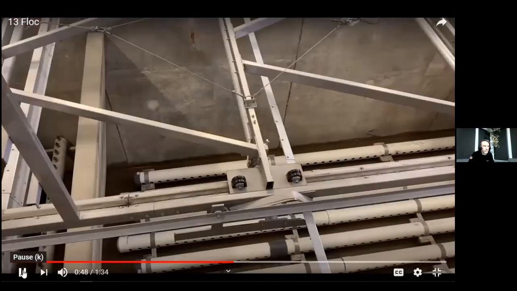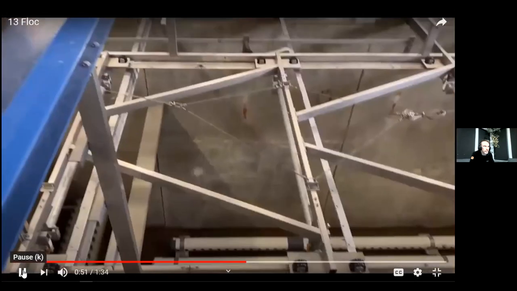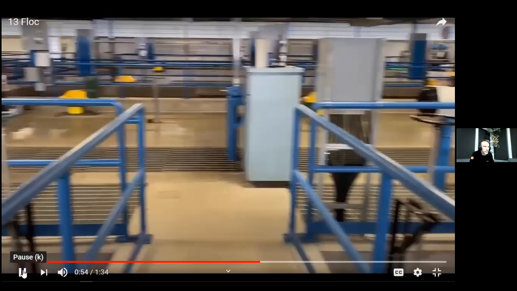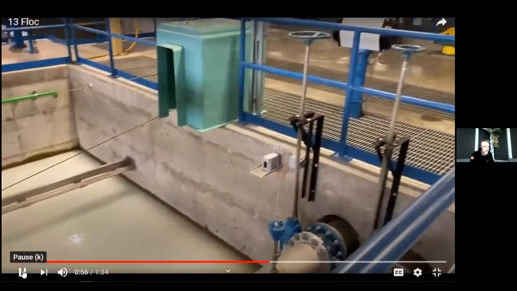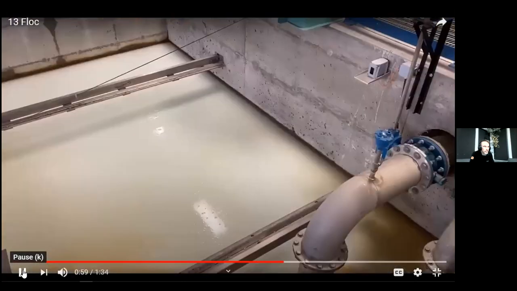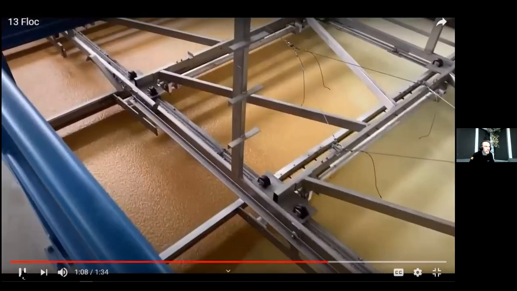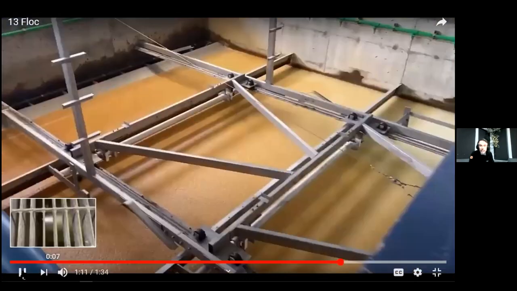Behind me is an actual working DAF. You can see it here. Here we go. You can see the whiteness of the water, right, as that air bubbles, and all the product. You can see this dirt starting to come to the surface here. And again, as it's moving through, it collects more and more dirt. Okay, so that's the first one.